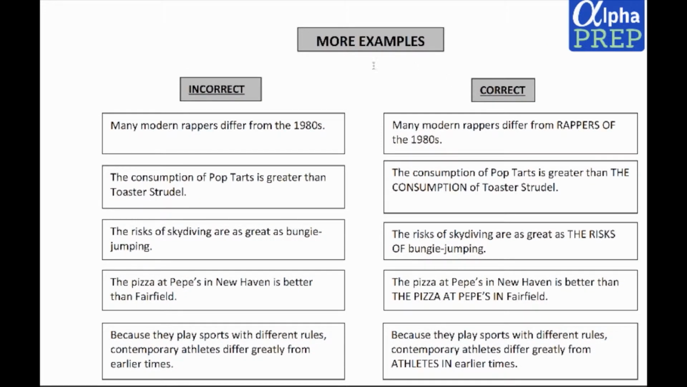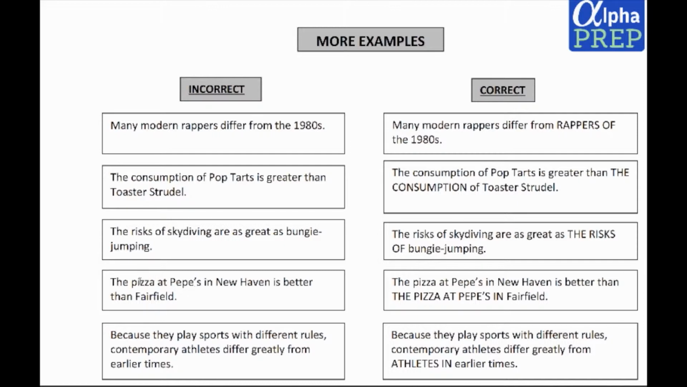This is a simple list of examples of incorrect and correct problems of this type. So if you look at this, many modern rappers differ from the 1980s. We know exactly what we're trying to say and what they're comparing. However, technically, grammatically, you cannot compare the rappers to the 80s. You have to say many modern rappers differ from those of the 1980s, or many modern rappers differ from rappers of the 1980s. As you walk through this list, you become more and more familiar with this type of question.